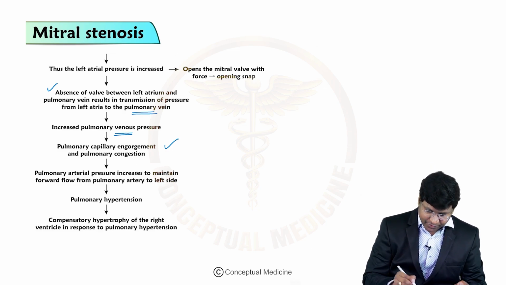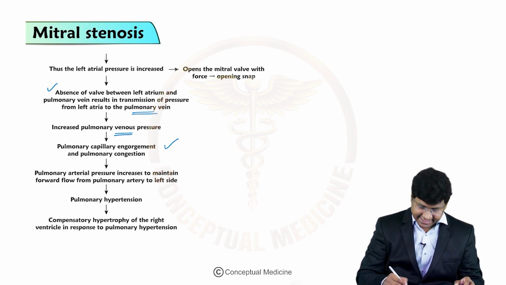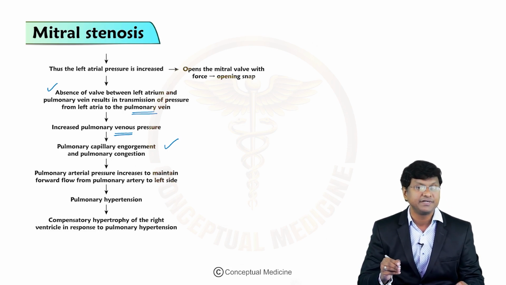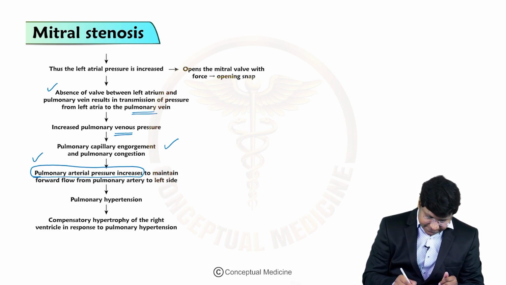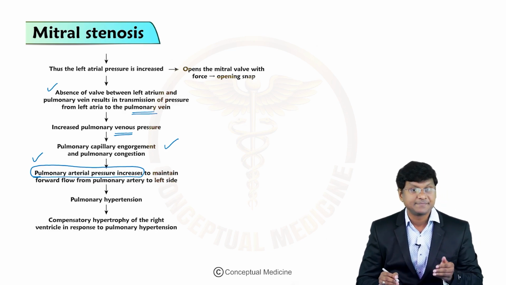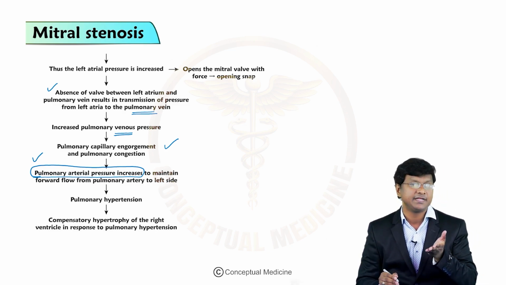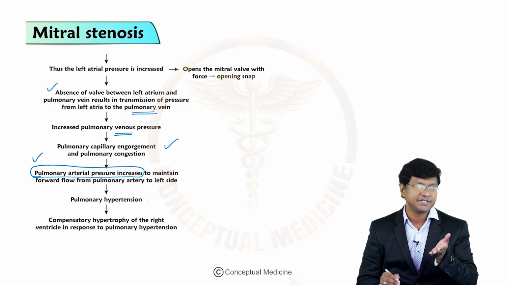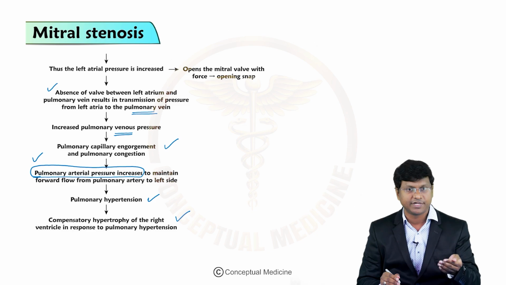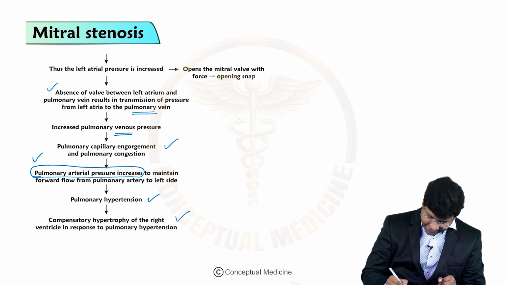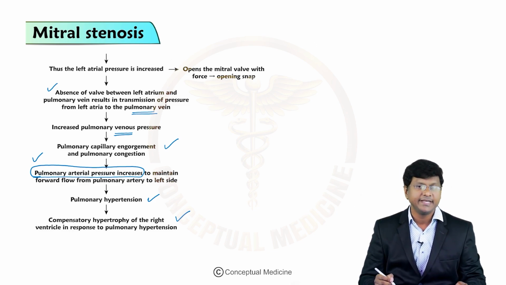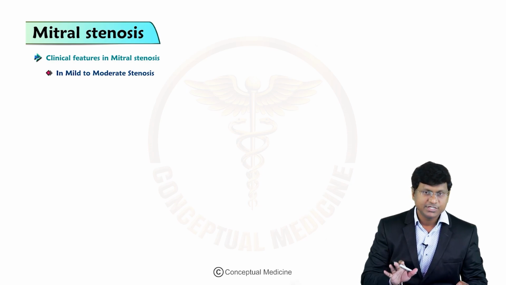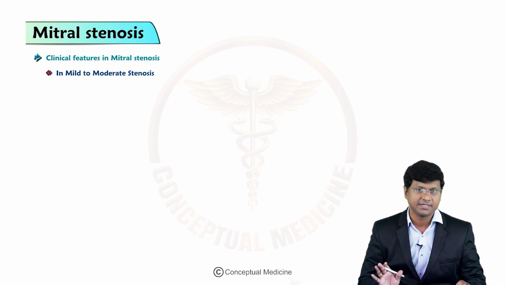So what will happen to your pulmonary venous pressure? It increases, and subsequently there will be pulmonary capillary engorgement and pulmonary congestion, and an increase in pulmonary arterial pressure. Once the pulmonary arterial pressure increases, there will be increased afterload onto the right ventricle. So there will be development of pulmonary hypertension, and compensatory hypertrophy of the right ventricle in response to it. So this will be the hemodynamics in patients with mitral stenosis.